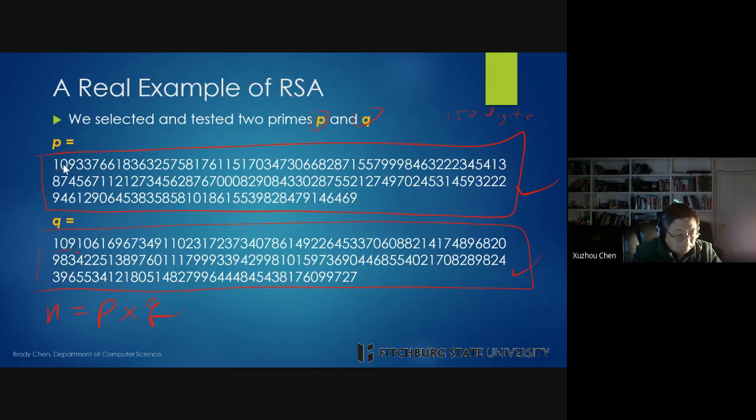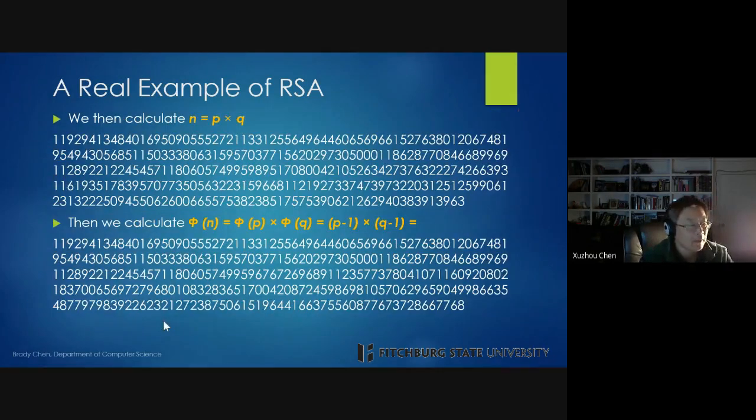Now, what is the value n? n is P times Q, right? So we calculate n, which is P times Q, and this is n. Now you're probably going to say you're lying, because how should I know this is correct, right? I swear this is correct.